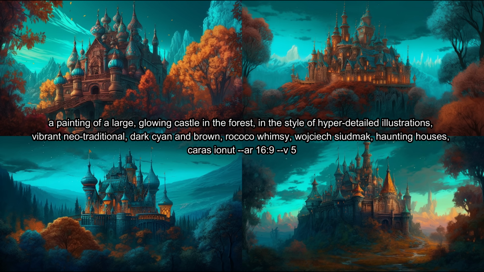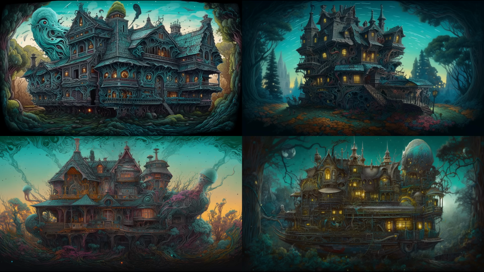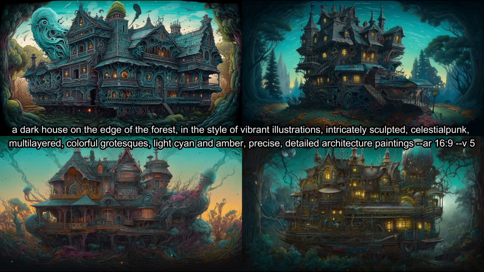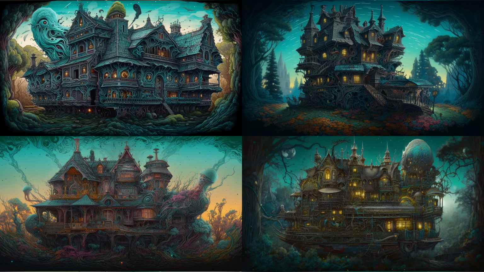A painting of a large, glowing castle in the forest, in the style of hyper-detailed illustrations, vibrant neo-traditional, dark cyan and brown, Rococo whimsy, Wojciech haunting houses, caricature-like. A dark house on the edge of the forest, in the style of vibrant illustrations, intricately sculpted, Celestialpunk, multilayered, colorful grotesques, light cyan and amber, precise, detailed architecture paintings.